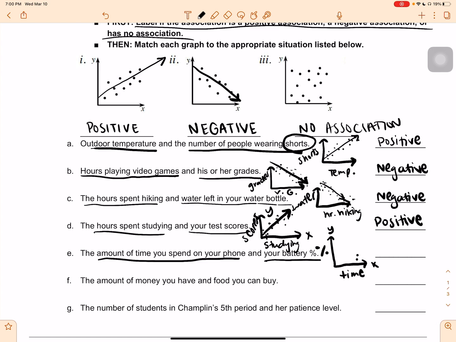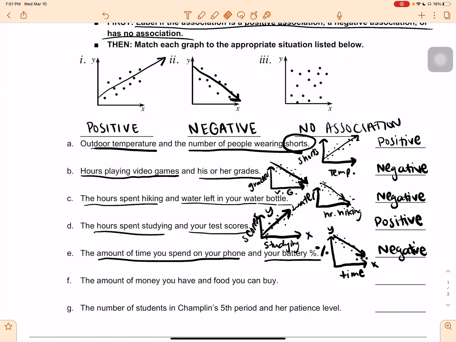So we'll go ahead and put this down here. More time, less battery. Less time, more battery percentage, right? So this one, if we were to draw a line of best fit, this is a negative trend. The more time you spend on your phone, the less amount of battery you have.